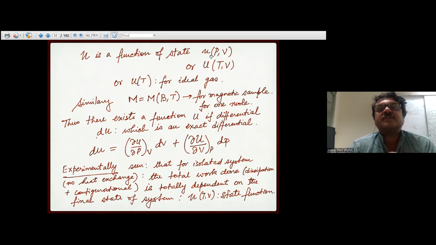U is a function of state. Then if you specify either P and V and you have a fixed amount of gas, 1 mole or whatever, 5 moles, then that itself decides the value of the internal energy. And that's not very surprising today because, in general, P and V means non-ideal gas as well, because the internal energy is the sum of the kinetic energy plus the potential energy. So it's a function of state.